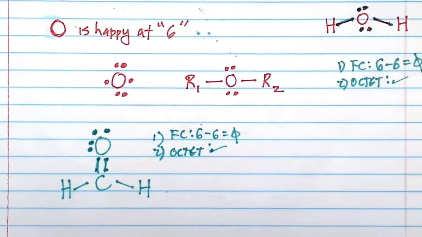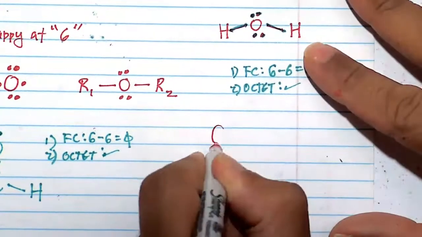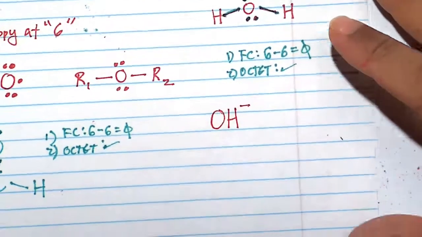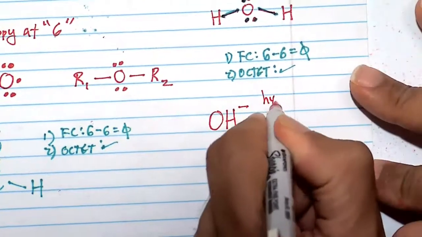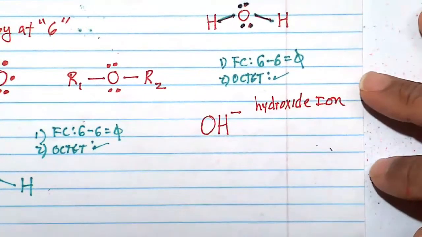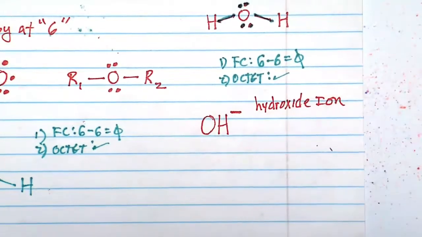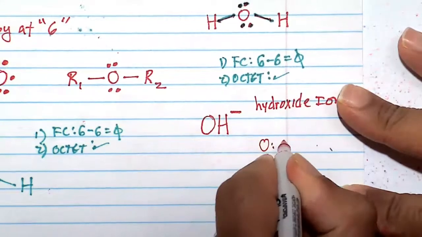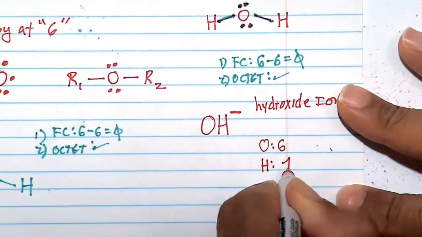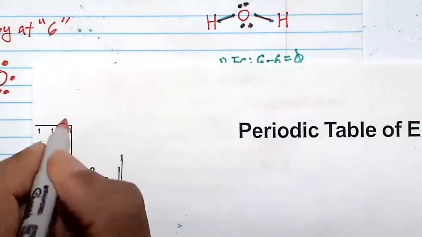Okay, let's do one more structure here. That's the hydroxide ion. Remember from your flashcards, way back in the first week of class, we had something known as the hydroxide ion, right? OH minus. So how will we draw the Lewis structure of this? Notice the minus sign. If you remember from your flashcards, OH has a minus sign, and that minus sign is one entity, one unit. So oxygen is happy at 6. Hydrogen is happy at 1, since it's the first element.